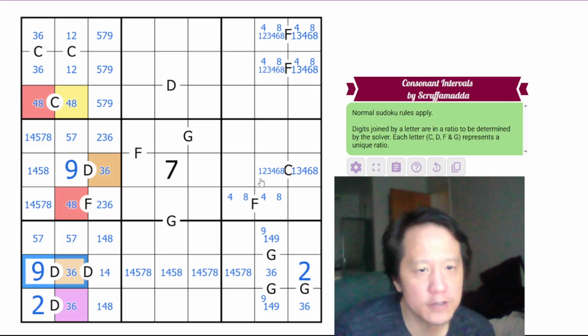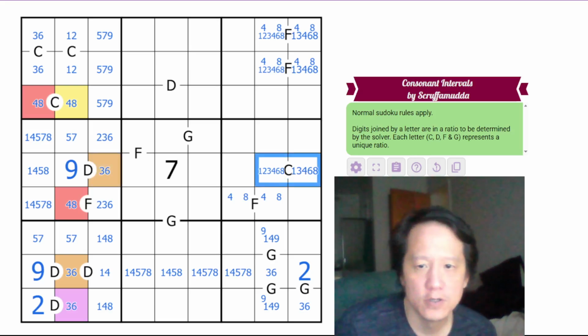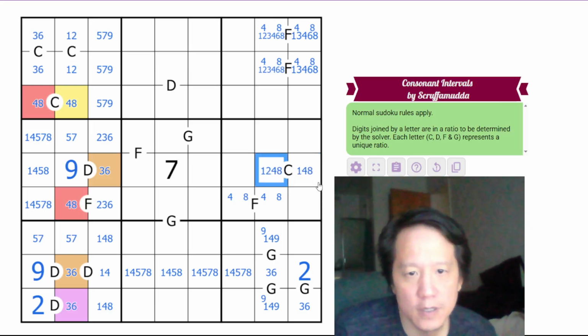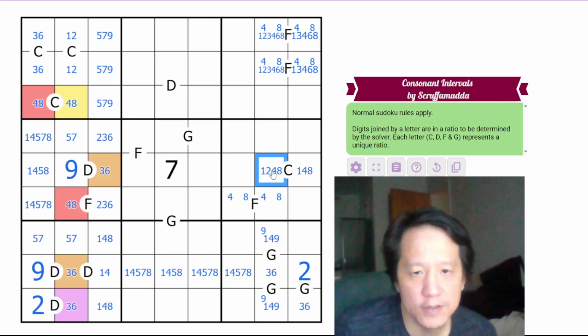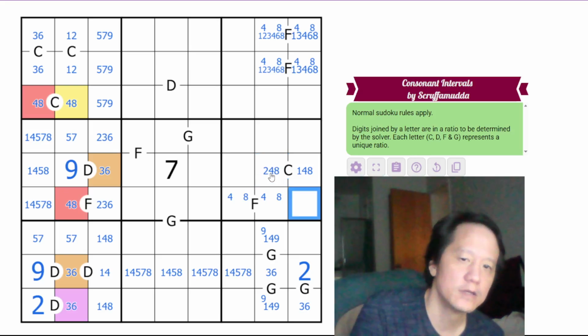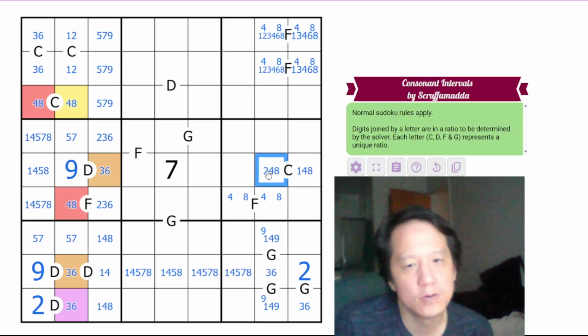Do we have anything else? This is a 1 to 2 ratio. Cannot be 3 and 6 because that would eliminate all possibilities for that cell. So this cannot be 3 and 6. This cannot be 1 because that would be in a 1 to 2 ratio with nothing, because 2 can't be here.